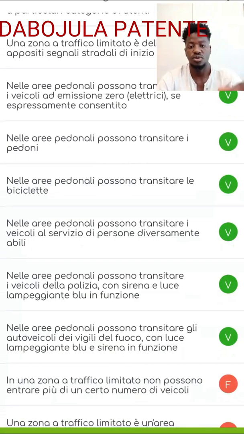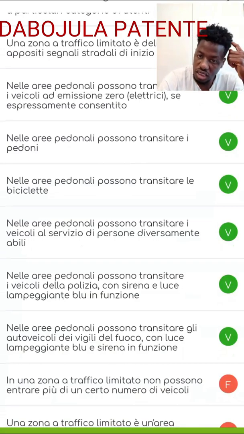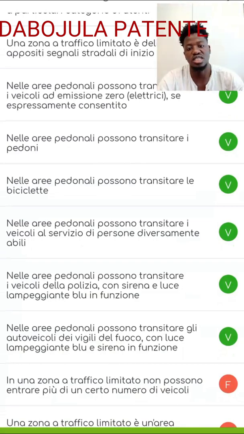That is true. Nelle aree pedonali possono transitare i veicoli della polizia con sirena a luce lampeggiante blu in funzione. In pedestrian areas, police vehicles are allowed to transit with blue flashing light on. That is true. The last question that is true that we might come across during the exam.